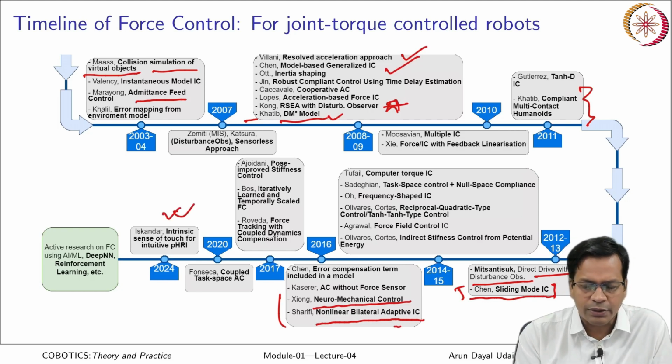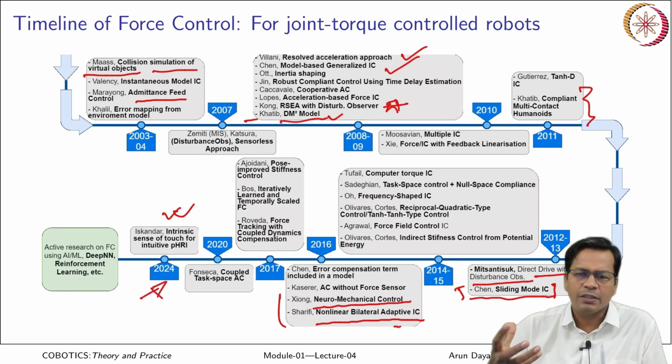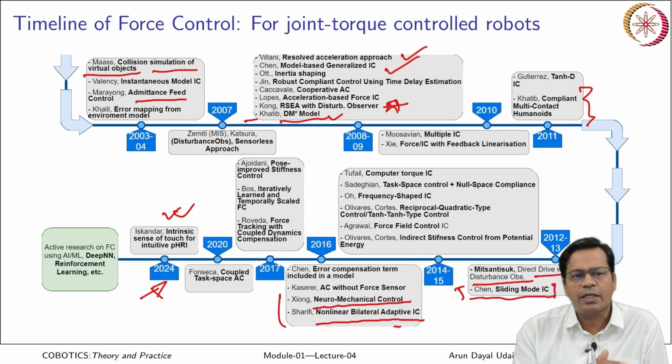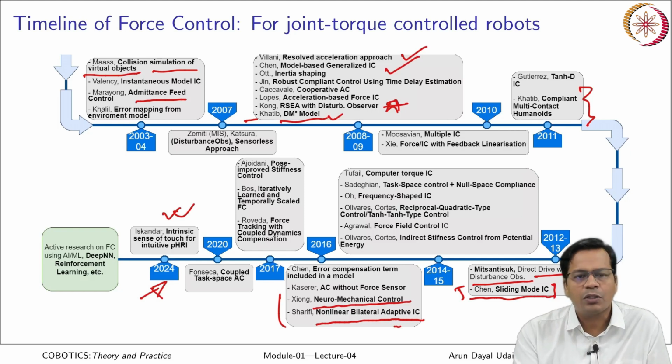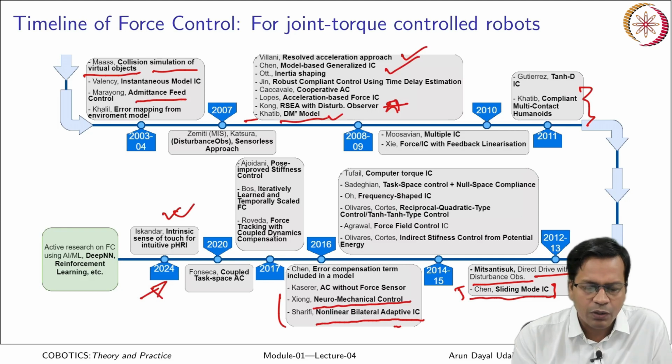Intrinsic sense of touch, intuitive pHRI, this is the recent reporting which uses the standard torque sensor which is already there at the joint. They used it to detect the touch without having a tactile sensor. So it is a kind of sensorless realization of a tactile sensor in the robot. Okay, I will show you the video of this also.